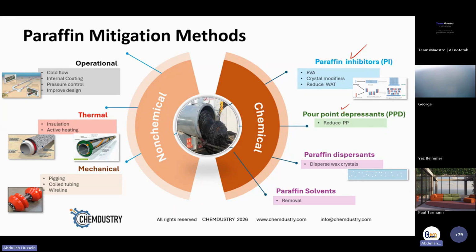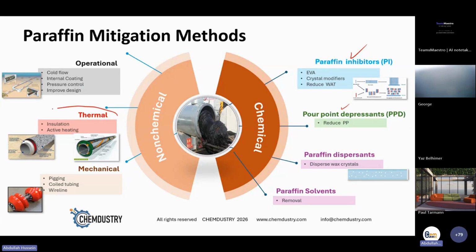If you look at the non-chemical methods, we have operational, thermal, and mechanical methods. The operational is where you try to avoid wax deposition in the system. There's cold flow, very similar to the cold flow we mentioned in the gas hydrates. You basically induce a controlled way of forming a wax slurry that can easily flow in the system. There's also the internal coating, pressure control, and improving the design as well.